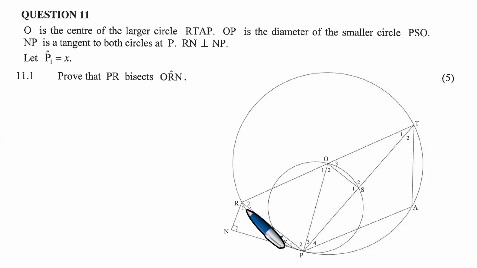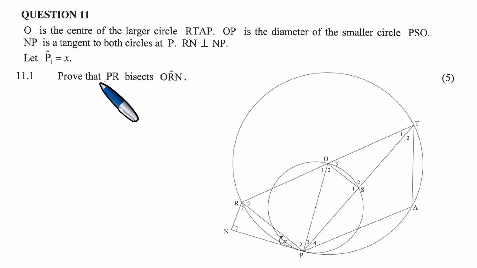RN is perpendicular to NP. Here is RN. It is perpendicular to NP because it makes an angle of 90 degrees here. Okay, let P1 be X. Right, so here's P1. They made it X for us. The examiner has already made it X.